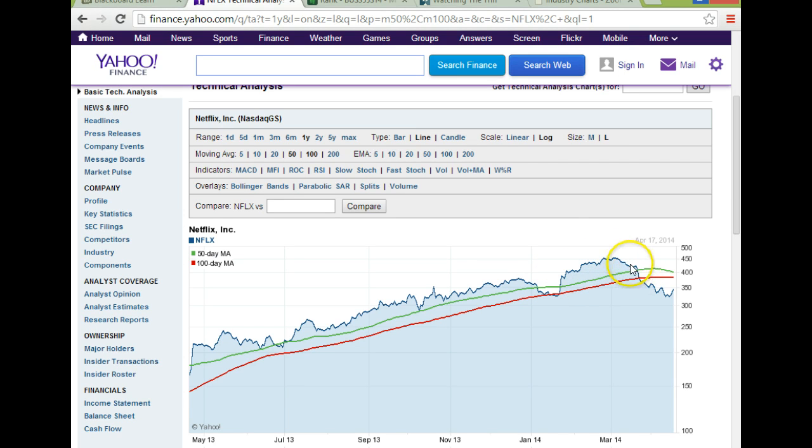So here it breaks below the support. This would be a sell. And then it breaks below the support a second time on the 100, two sell signals. So Netflix, in this particular pattern, looks like it's not the stock to buy. It's not good timing to buy the stock at this point. Okay.